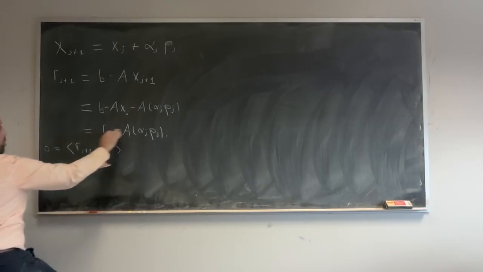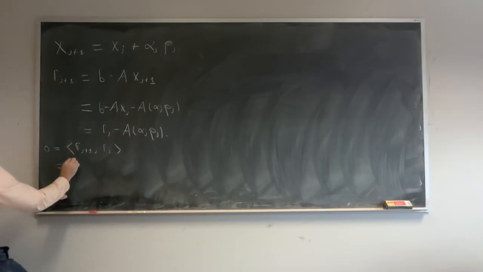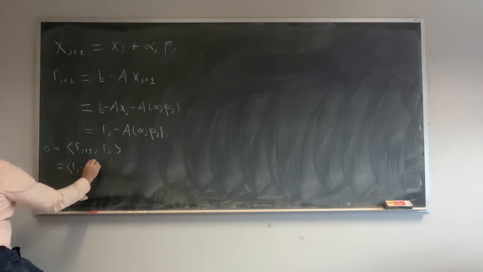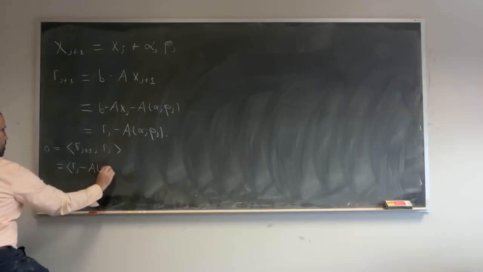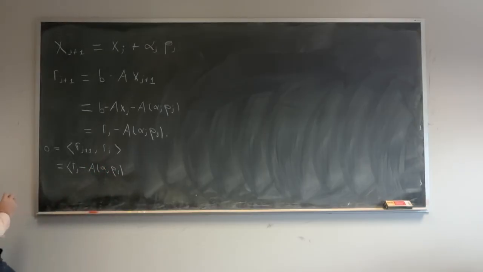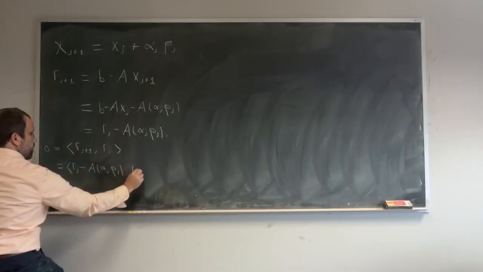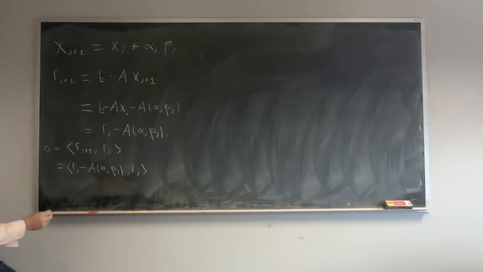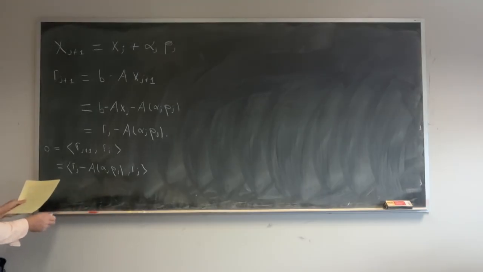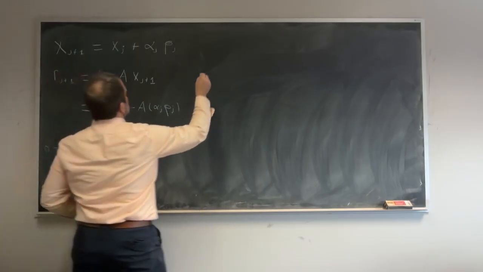Okay, well, this is one way to write r_{j+1}. r_{j+1} is equal to r_j minus alpha_j A p_j, and then r_j. Okay, and now we can solve this for alpha j. We can solve this for alpha j. And if we solve this for alpha j, we're going to get the following.